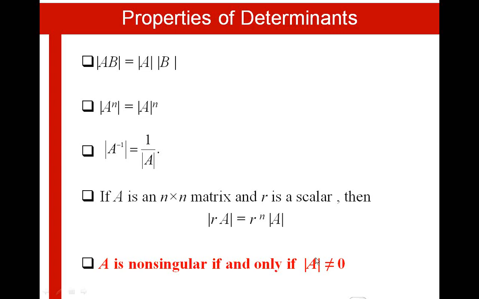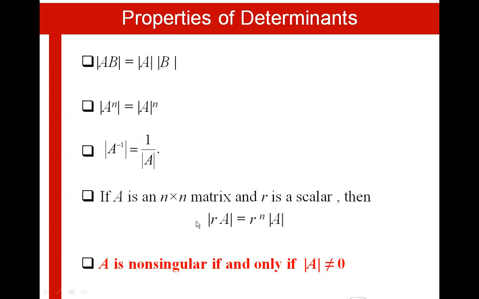More properties. The determinant of A times B is equal to the determinant of A times the determinant of B. The determinant of A to the power n is equal to the determinant of A to the power n. In other words, if we have A to the power n and we need to find its determinant, this is the same as finding the determinant of A and raising it to the power n. The determinant of the inverse of a matrix is equal to 1 over the determinant of the matrix itself.